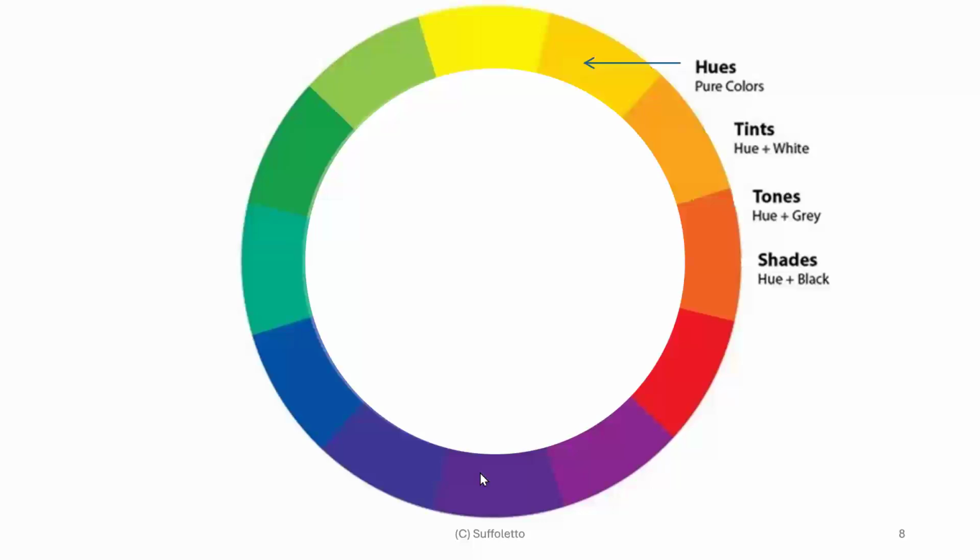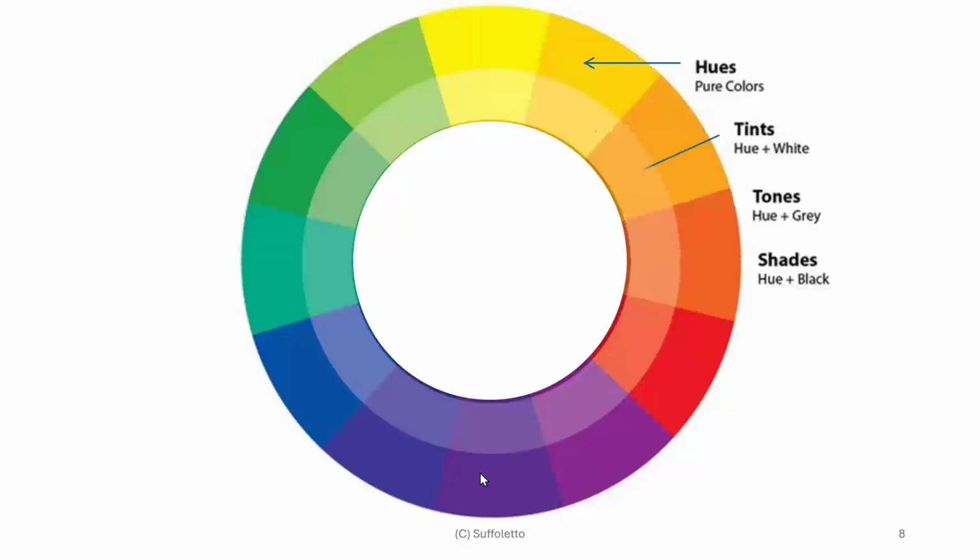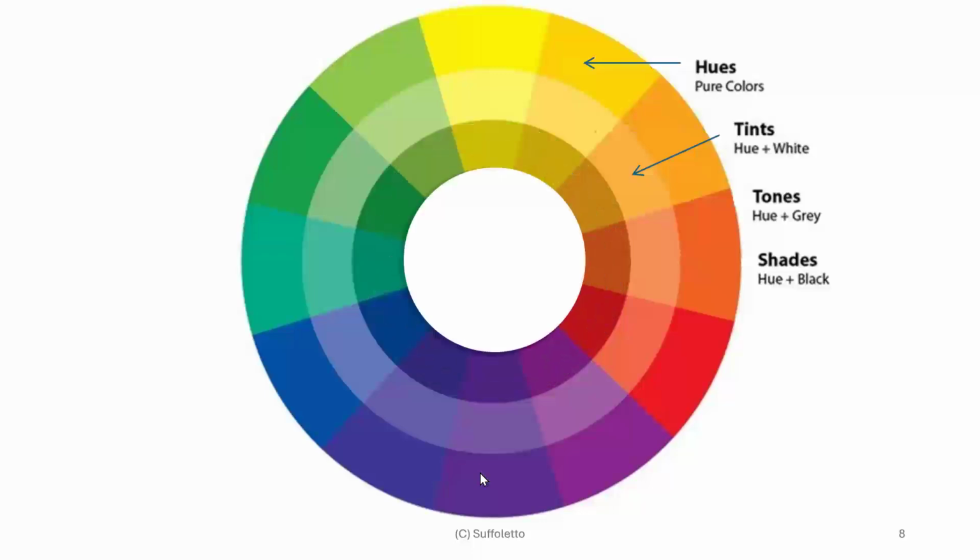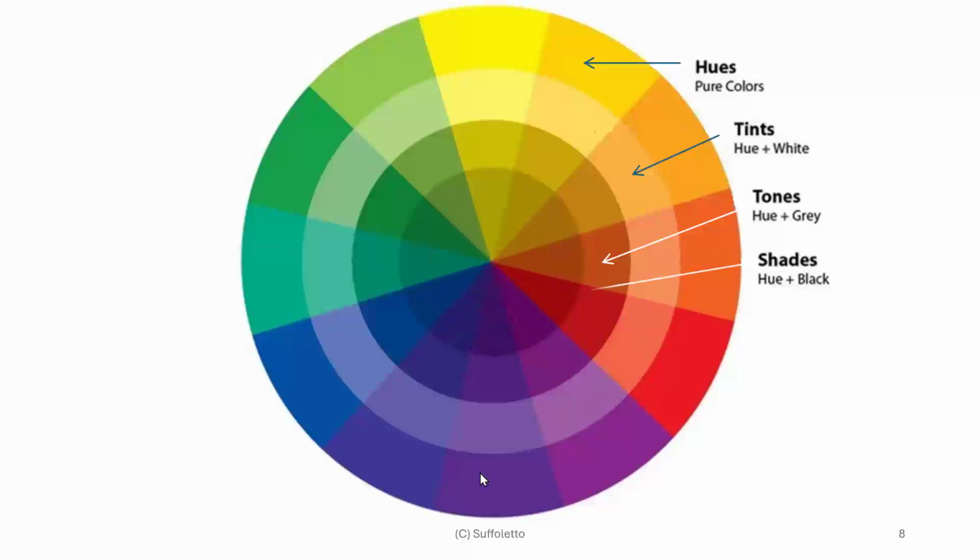If I take a color wheel or a color circle and have on the outside circumference the hues, and then I add white to them, they now become tints. Moving inward, if I add gray to those, they become tones. And moving inward again to the very center, if I add black to those, they become shades. So this illustration shows you the hues and their tints with white, tones with grays, and shades with black.